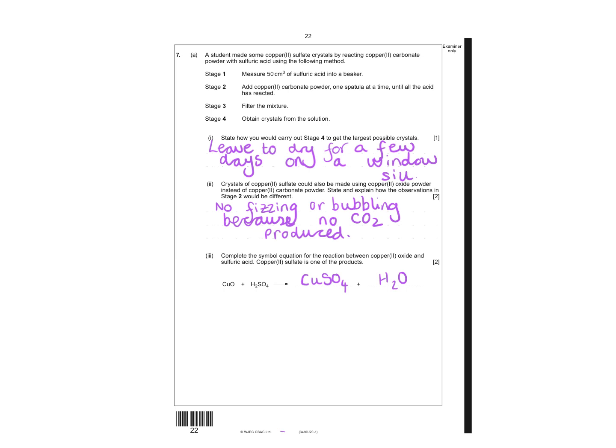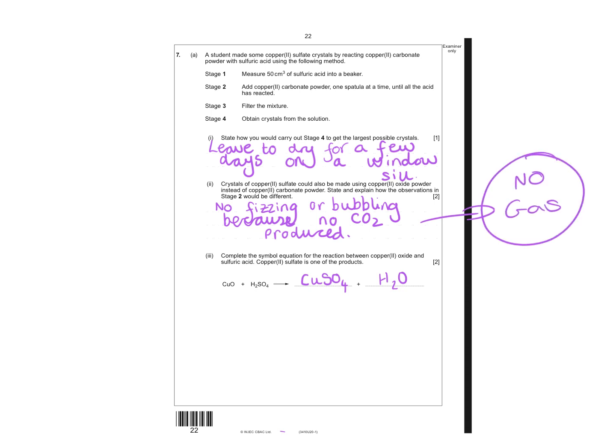A student made copper sulfate crystals by reacting copper carbonate powder with sulfuric acid using the following method. State how you would carry out stage 4 to get the largest crystals possible. Leave to dry for a few days on a windowsill. Crystals of copper sulfate could also be made using copper oxide instead of copper carbonate. State the observations. There would be no fizzing or bubbling because no CO2 would be produced, because there shouldn't be a gas being produced if you're using oxide.